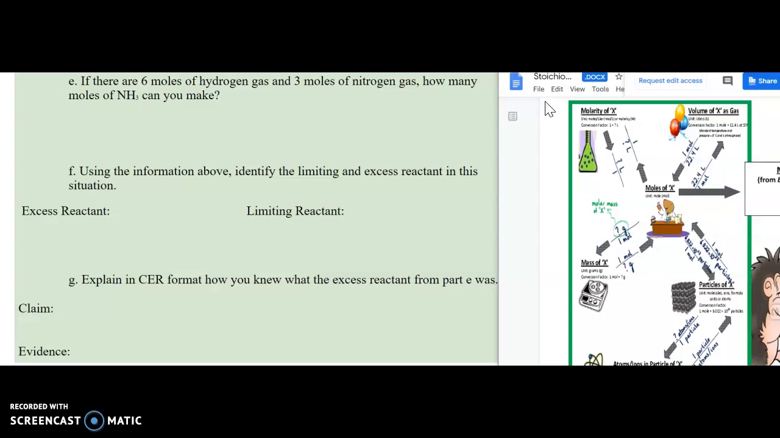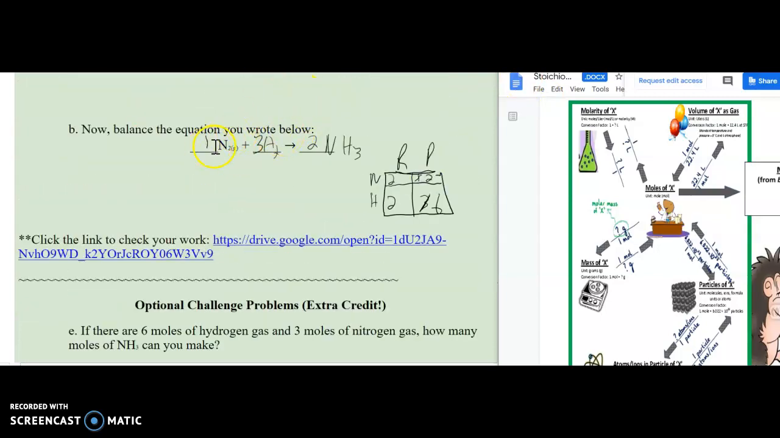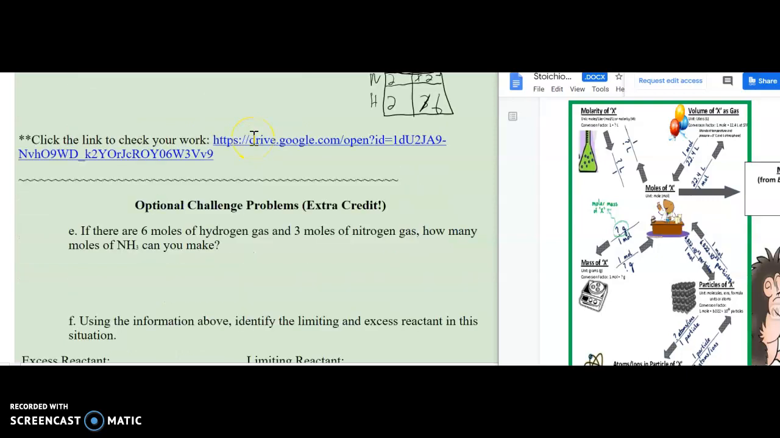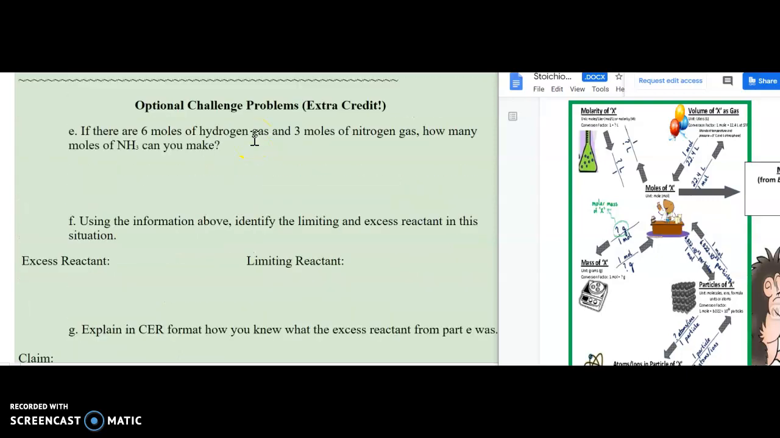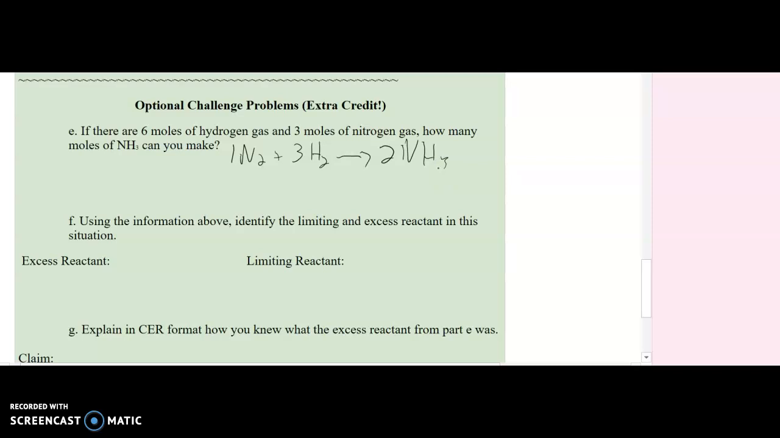The very first thing for all of these is we need our balanced equation. So our balanced equation is from above. Here it is: 1 N2 + 3 H2 produces 2 NH3. All right, so I'm just going to rewrite that. 1 N2 plus 3 H2 produces, I forgot, 2 NH3. 2 NH3. That is hyper critical.